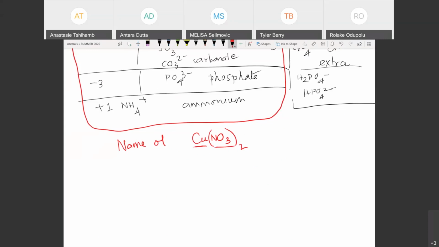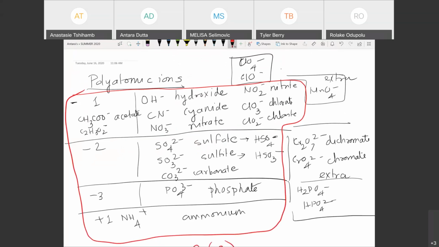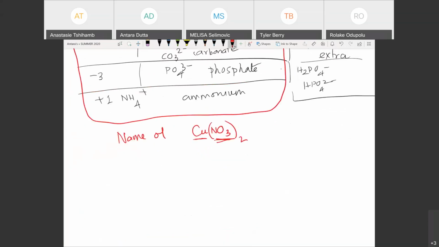So NO3 looks like nitrate. If you look at the charge, NO3 is nitrate. It has charge -1. So again, if you don't know the charge of the metal, put a wall in between the metal and non-metal and try to figure out the charges separately. So NO3 has -1 charge and there are 2 of them. So the total negative charge is -2. So that must be balanced by this copper.